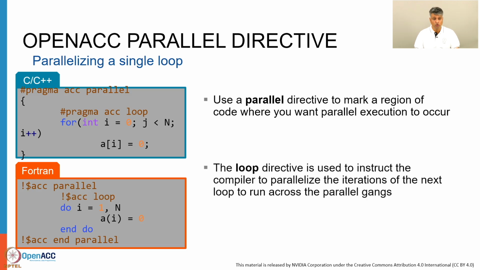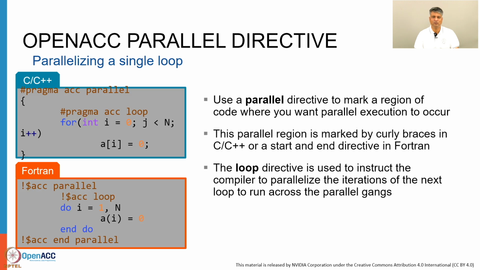The loop directive, which is the second directive, is used to instruct the compiler that I need to parallelize the iterations of the next loop across the parallel gangs. That is, I need to take this loop, split it up and give it separately to each of the parallel gangs. The parallel region is marked by curly braces in C++ and is marked by a start and end directive in Fortran.